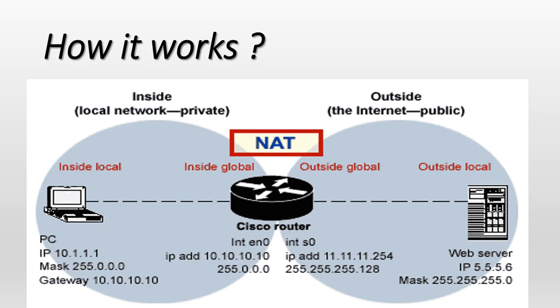When the web server replies back, the reply will be received by the Cisco router and it will translate it back. The destination IP address will be translated this time to the inside local address, which is the actual private IP address of the local host. And this is how it will reach the PC. So this is how NAT works.